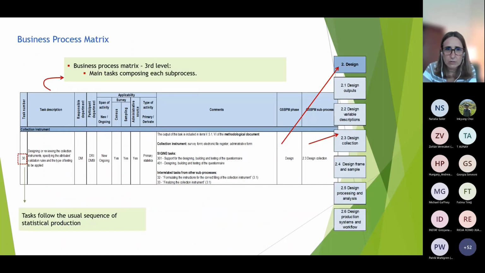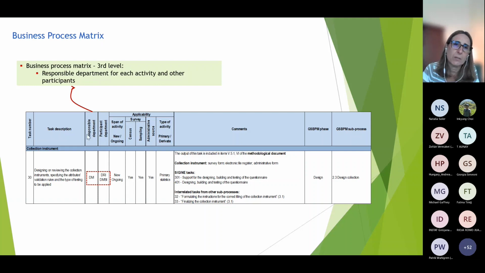And so what I can show you very briefly, I'm looking at the time, is the third layer, because this is the new part that is not in the GSBPM as such. This is an example of a task, the designing, so task number 30, the designing or reviewing of the collection instrument, specifying the attributes, validation rules and the type of testing to be applied. So this is just an example. And this task is, of course, in the design phase and in the design collection sub-process of the GSBPM. So there is always a relationship with the model.